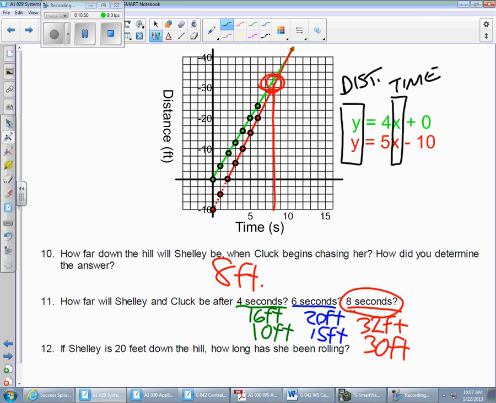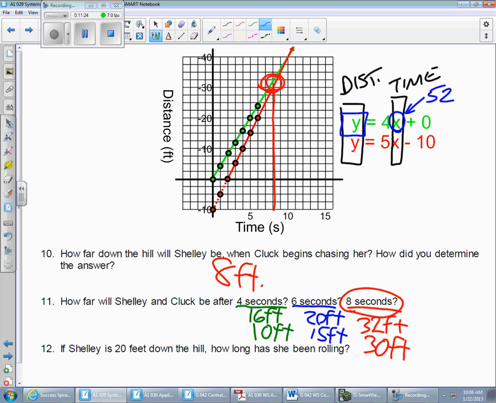So if you ever wanted to know anything about either one of these equations, all you would need to know is one piece of information. If they wanted to say, hey, how far has Shelley traveled after 52 seconds? Well, there's Shelley's time. If you wanted to know how far Shelley had traveled after 52 seconds, then you would simply plug in a 52 for time, and that would tell you how far Shelley has traveled.